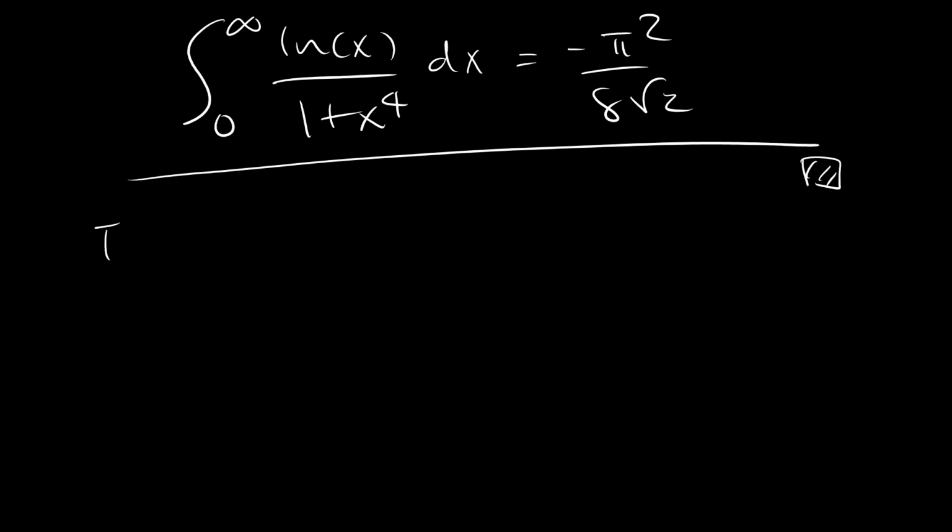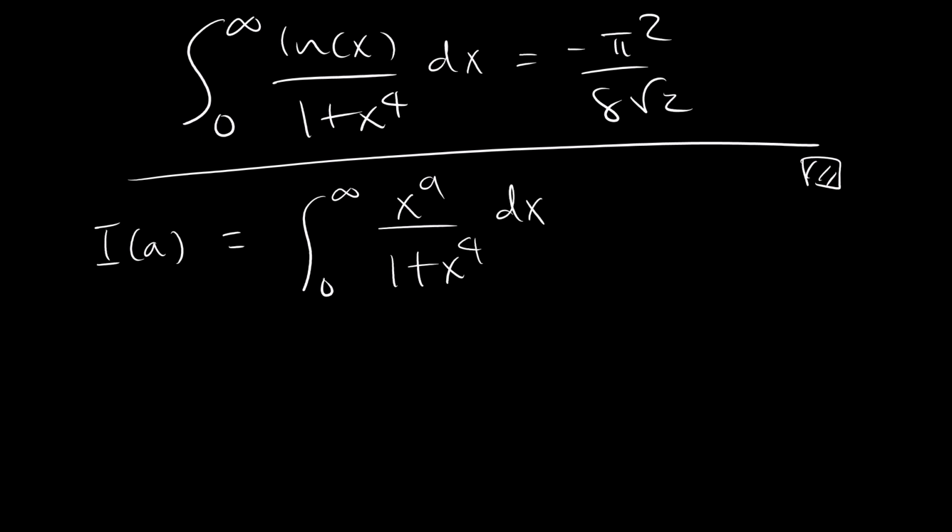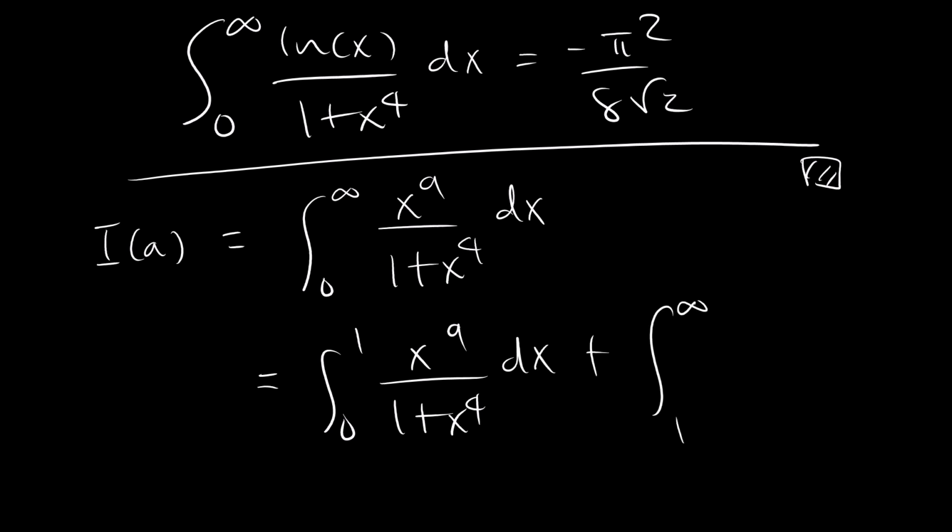We have I of a being equal to the integral from 0 to infinity of x to the a over 1 plus x to the fourth, which is the same as the integral from 0 to 1 of x to the a over 1 plus x to the fourth, plus the integral from 1 to infinity of x to the a over 1 plus x to the fourth.